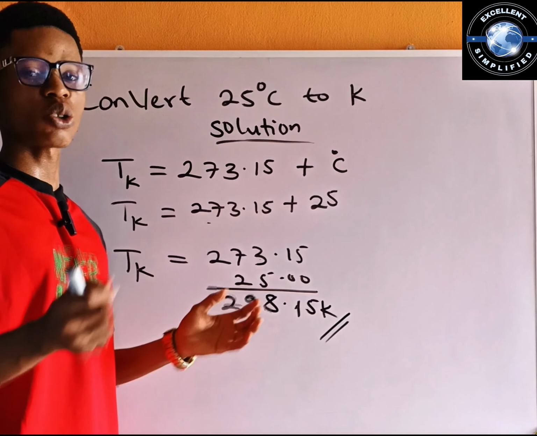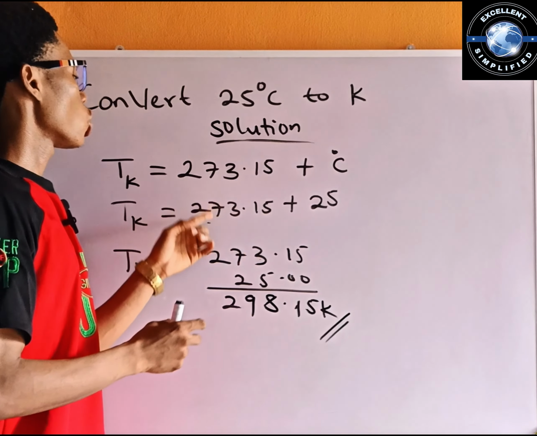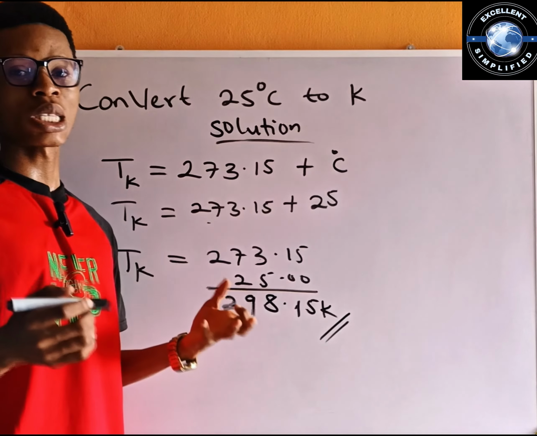So anytime you're asked to convert Celsius to Kelvin, what do you do? Just add 273.15. If you use only 273, you are still correct.